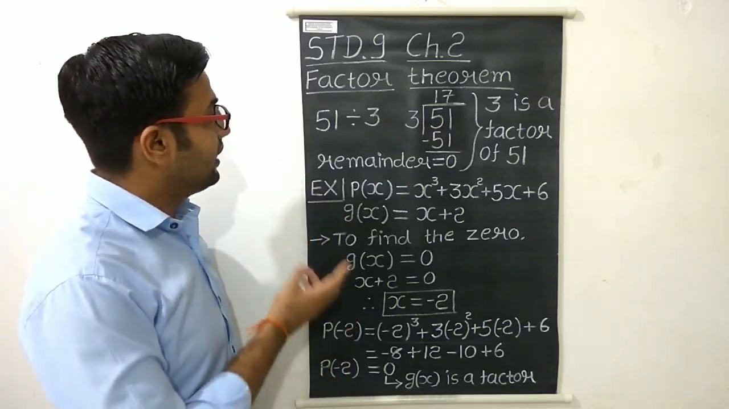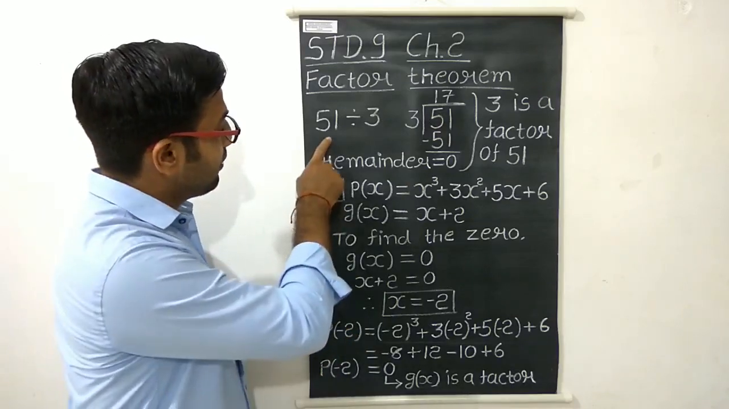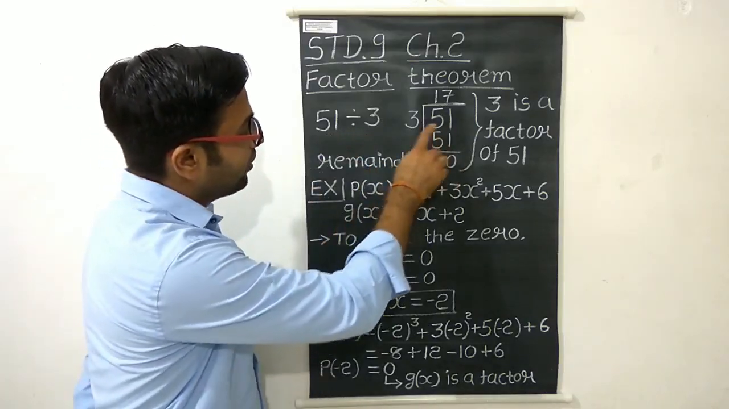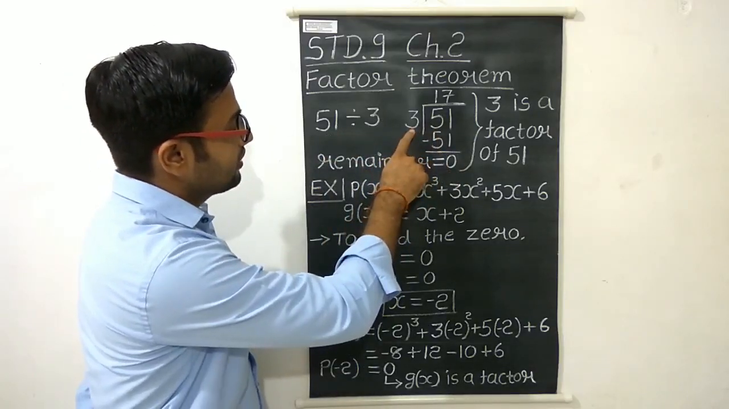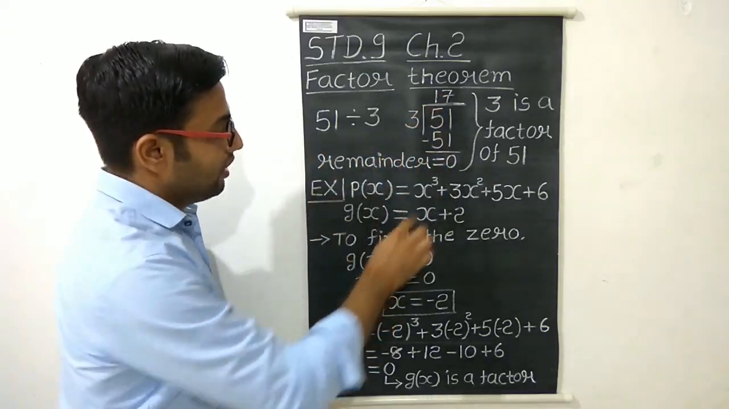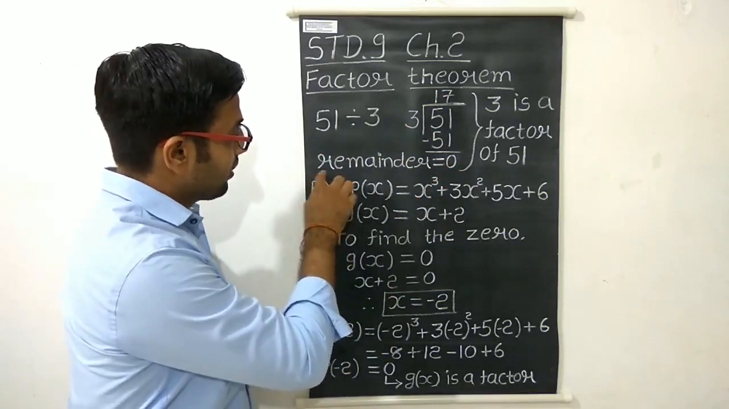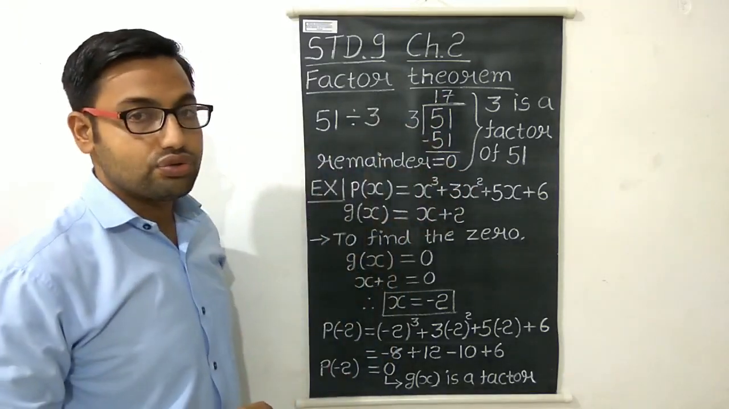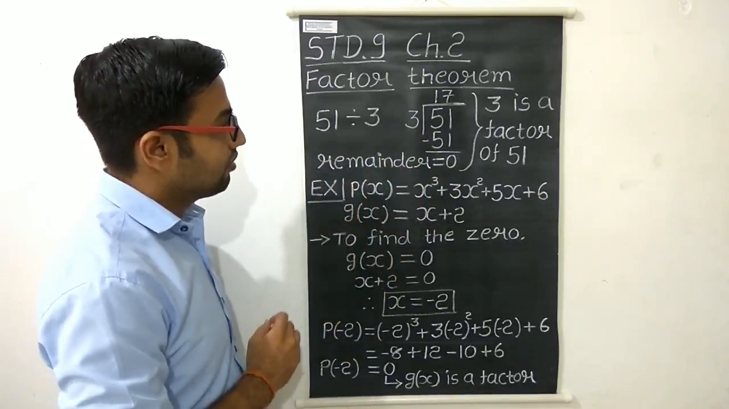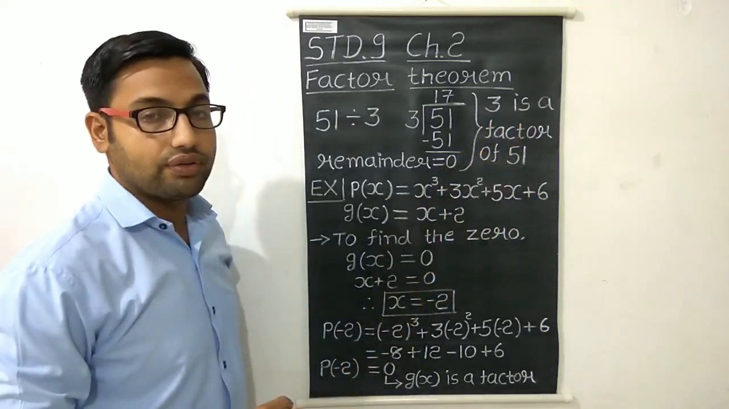So first of all, let us understand this theorem by taking digits. Suppose we want to divide 51 by 3. So by dividing 51 by 3, what you will get? 17, 3 17s are 51. And the result we get is equal to 0. So our remainder is equal to 0. So from this division, we can say that 3 is a factor of 51.